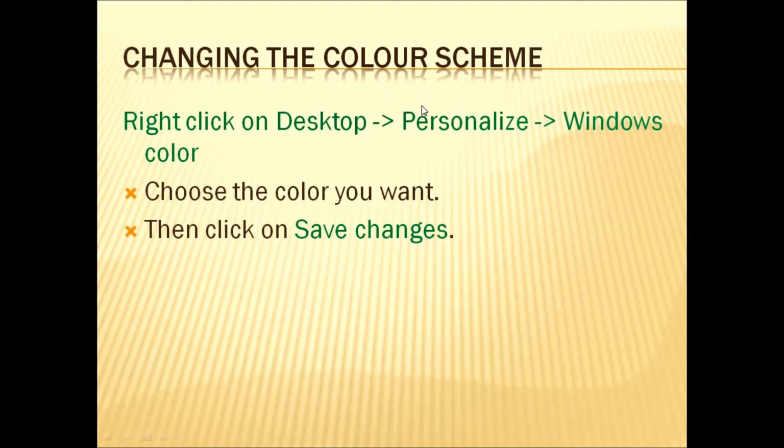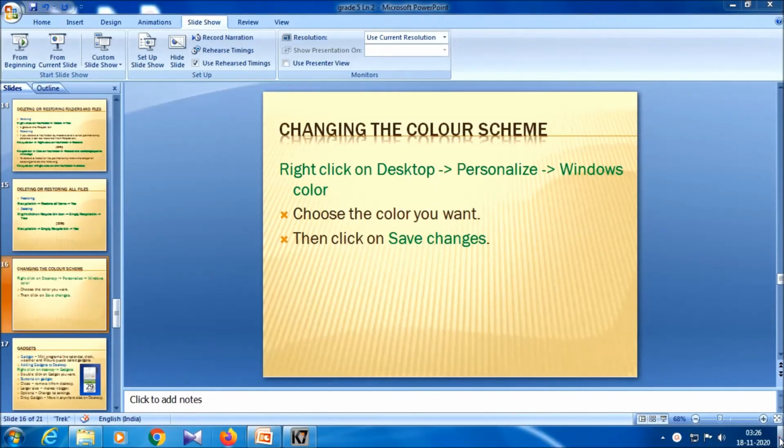For that, you have to follow this way. Go to desktop, right click on it and go to personalize option. Click on personalize option and click on Windows color. First, right click on the desktop, click on personalize and click on Windows color. Then there we have to choose the color we want and click on save changes. Now we will change the color scheme of our desktop.